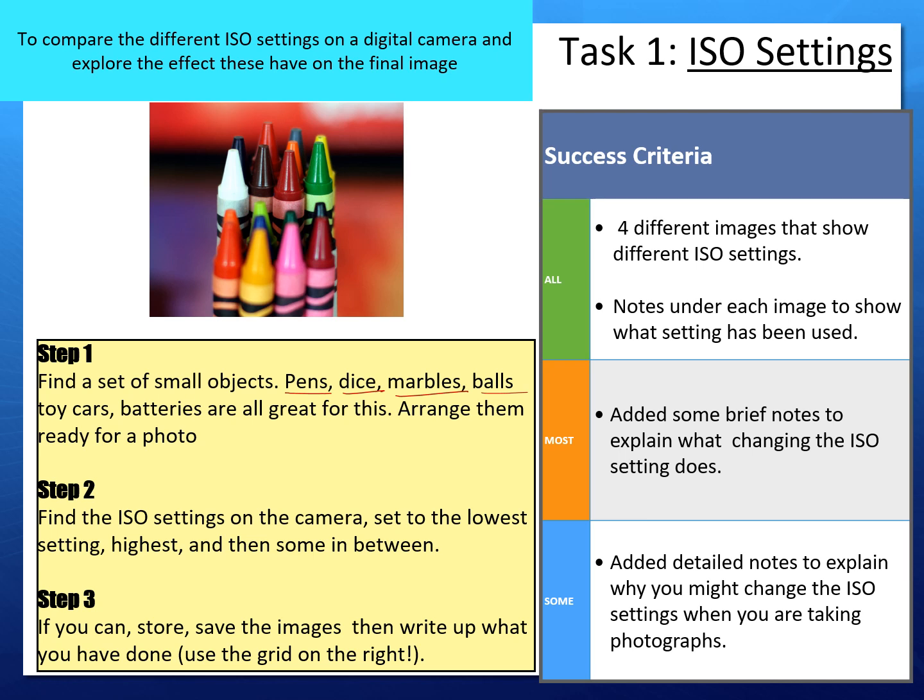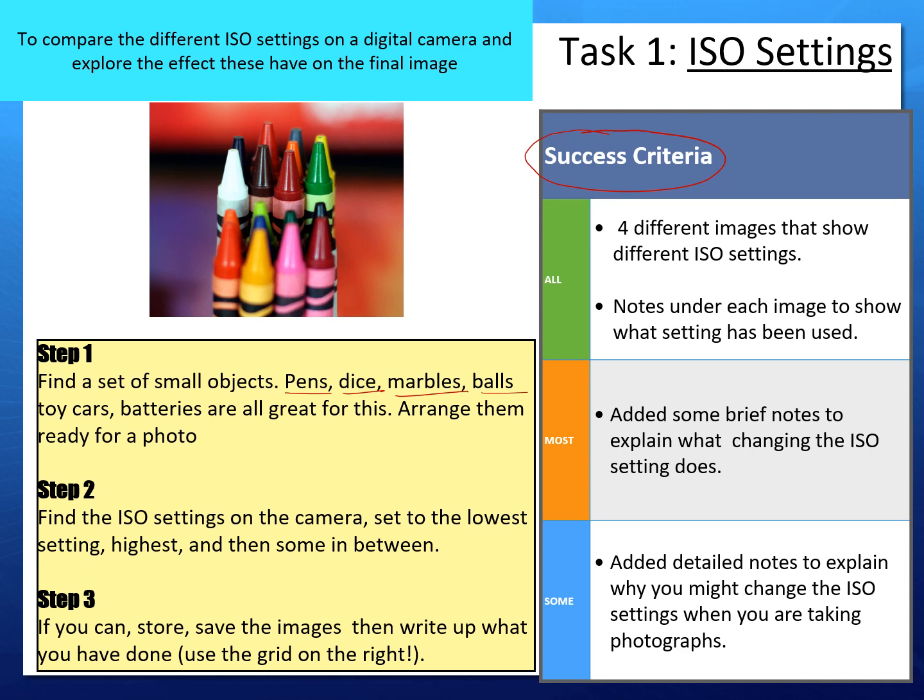And you can also change where you have your objects. So put them in a dark setting, put them in a light setting, and adjust the ISO accordingly. And see what you notice about the difference in quality between the photos. And use this on the right-hand side as a prompt for how to write up your images. You can either save them and write them up in a PowerPoint, or you can write them up in your book as well and just save them onto your phone. Okay, so that's task 1.